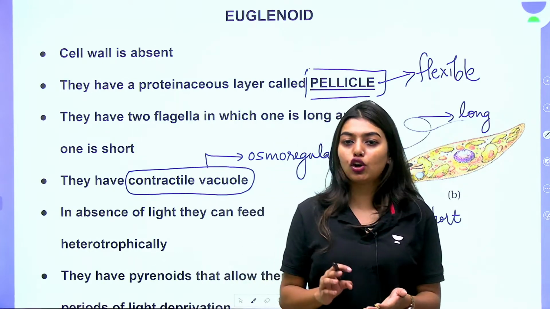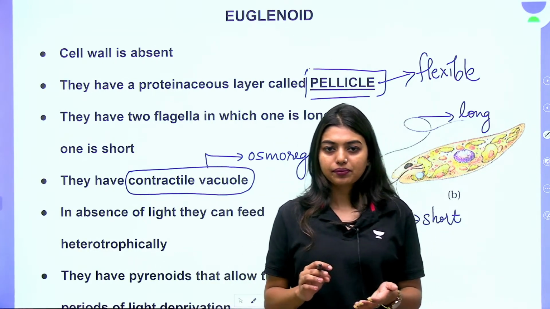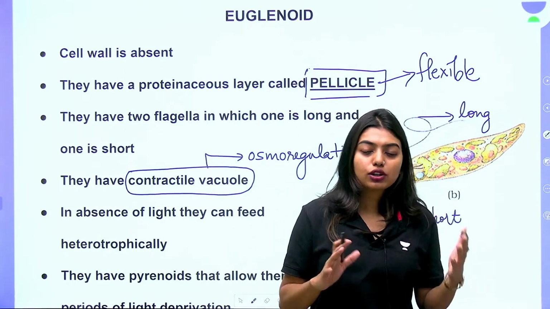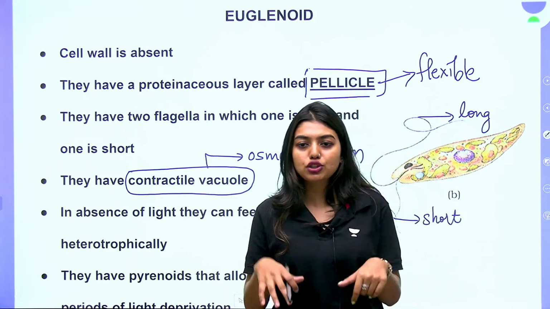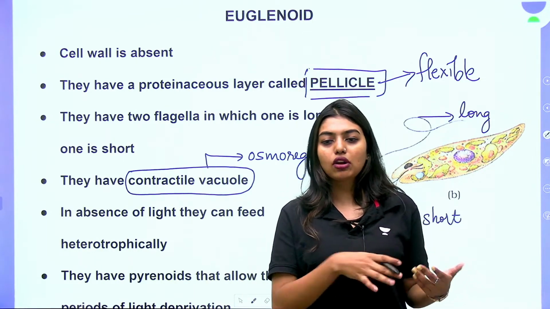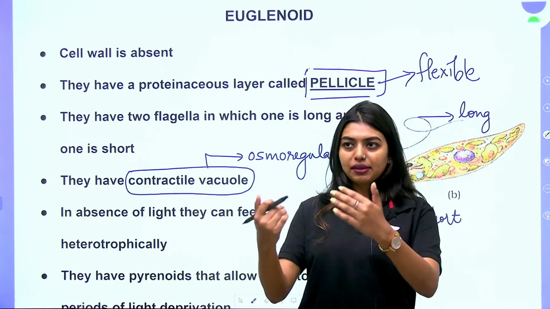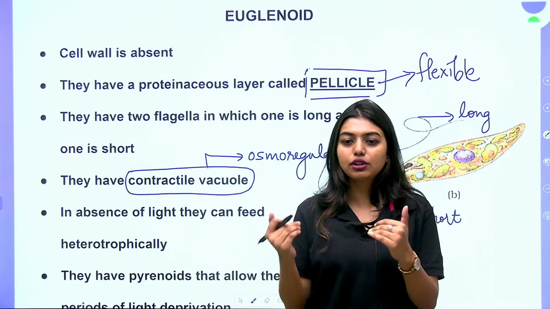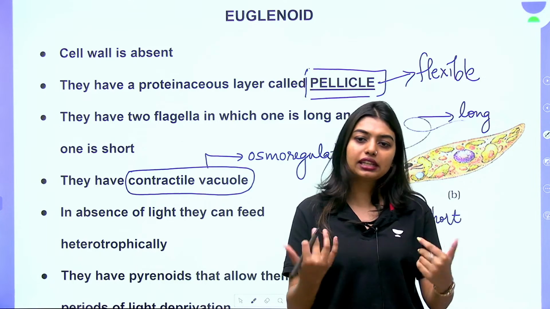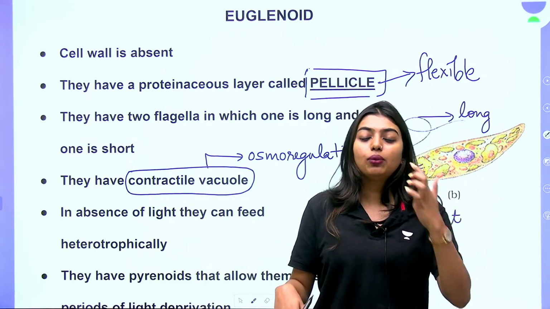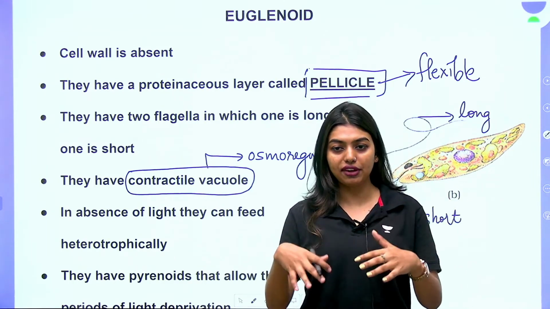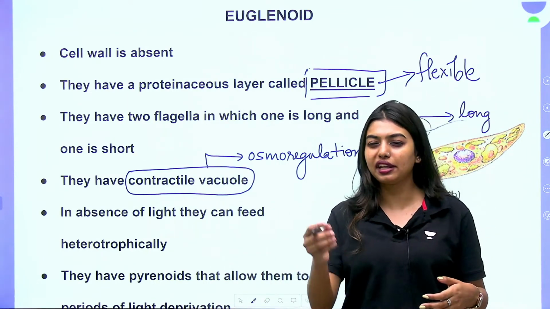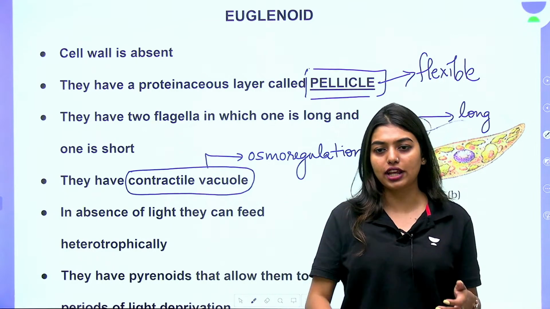Got it? So, they are heterotrophic. That means they are opportunists. Whenever the opportunity comes, they will become heterotrophic. Whenever there is enough sunlight, they will do photosynthesis, that is autotrophic behavior, making their own food. Now, when the condition is unfavorable or when there is not enough light, they will do heterotrophic behavior. That means they will feed on smaller organisms.